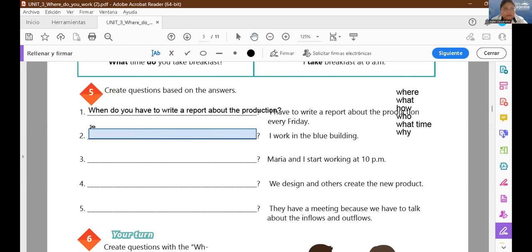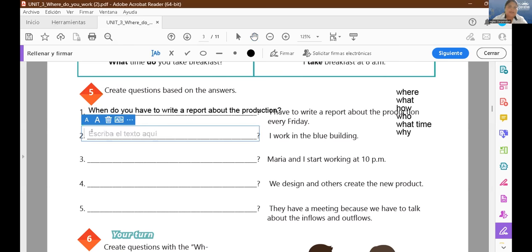Okay. Number two, I work in the blue building. Trabajo en el edificio azul. Double H. Which could be the double H? Where, what, how, who, what time, why? Yo creo que which building? Okay. Do you have more options?